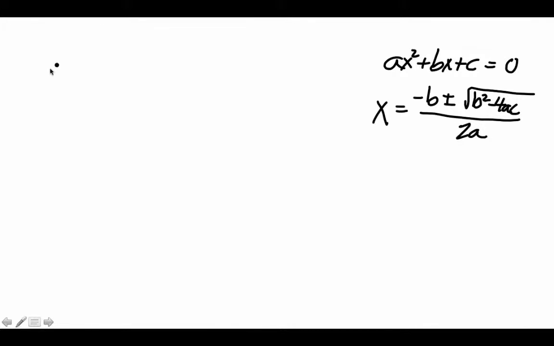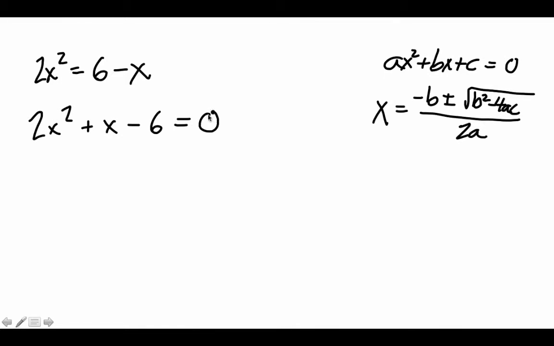If we take that exact same equation we just had, 2x squared equals 6 minus x, your first step is set it equal to 0. And again, I think it's easier to keep this x squared term positive. So I start the same way: 2x squared plus x minus 6 equals 0.